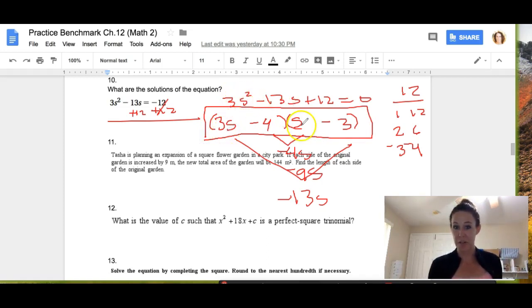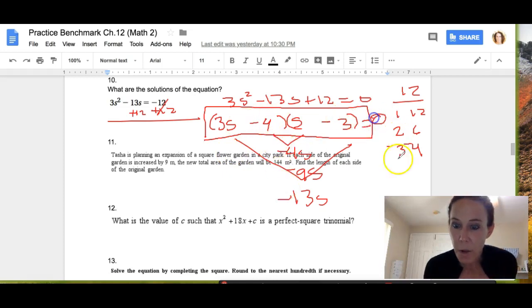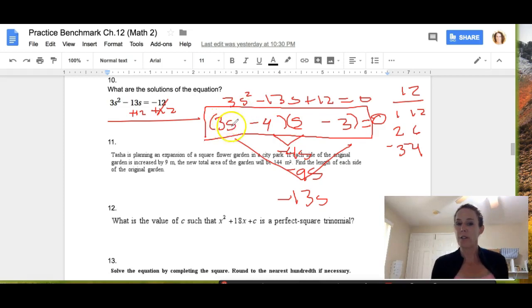This goes here and here. The factors of this go here and here. The inner term and the outer term have to add to be that. So you can do the guess and check method if that works for you. I've solved this and set it equal to 0, okay? So I want to know the values for s that would make this 0 or this 0.